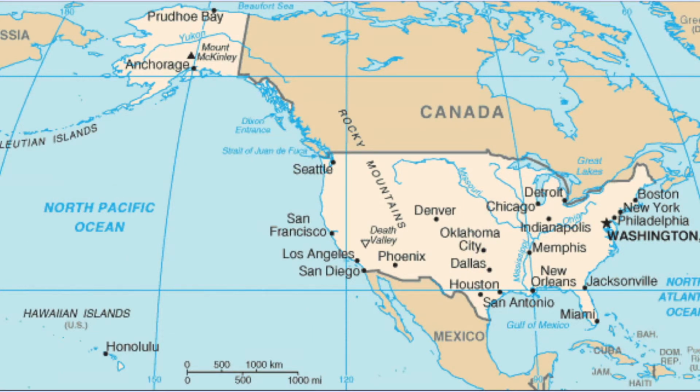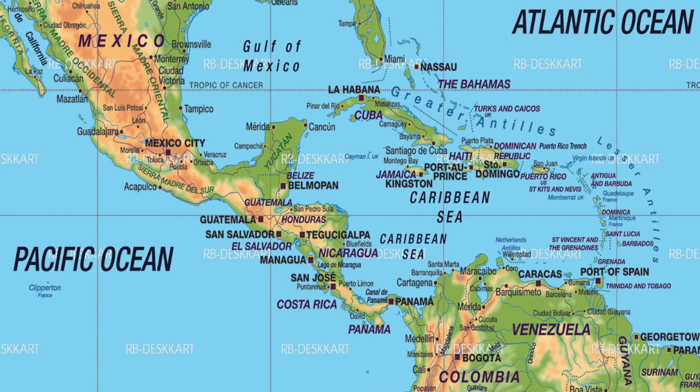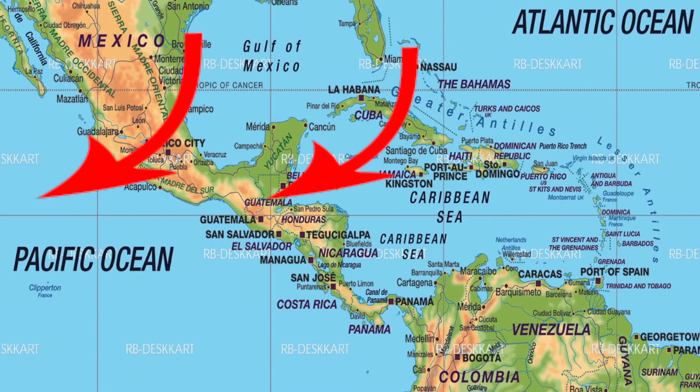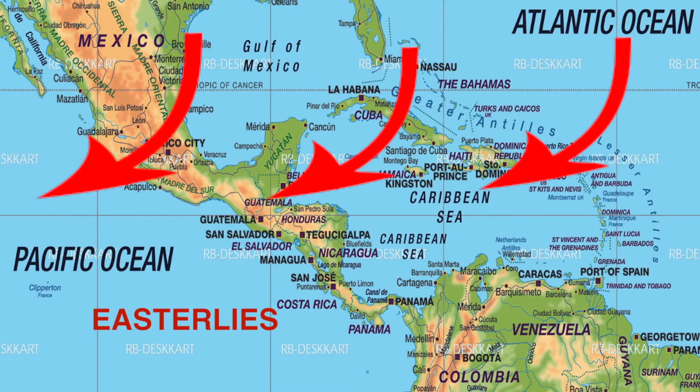If we were located south of the subtropical high, in what is Mexico and the Caribbean, the prevailing winds would be from east to west, or easterly winds, or what we commonly call trade winds.